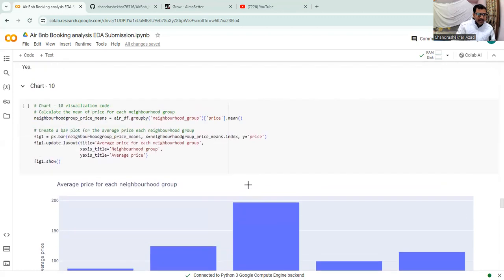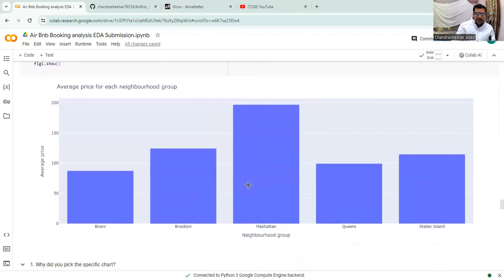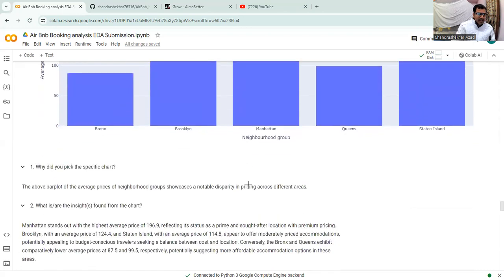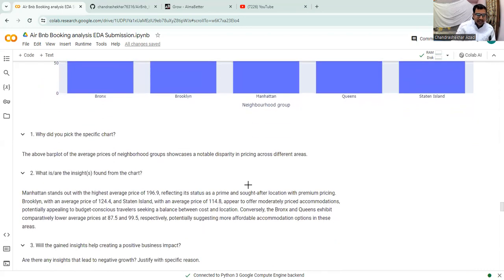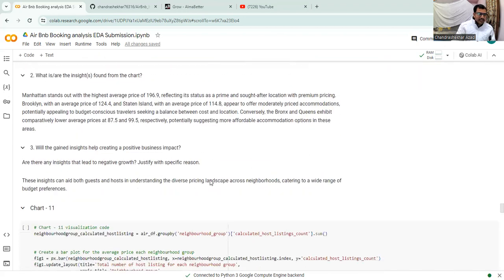Now the next chart is the distribution of average price over neighborhood groups. Here Manhattan stands out with the highest average price of 196, reflecting its status as a prime and sought after location with premium pricing. Brooklyn with an average price of 124 and Staten Island with an average price of 114 appear to offer moderately priced accommodations.